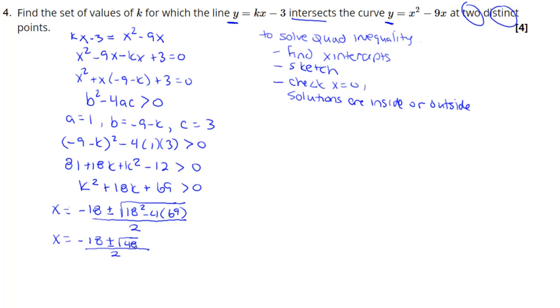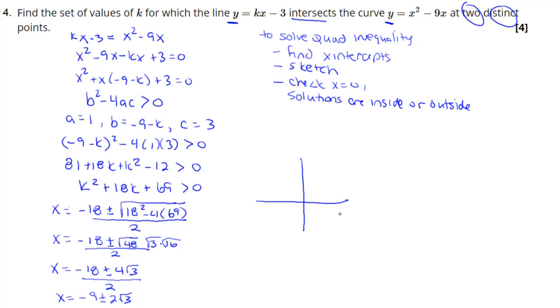And so now I can simplify this. 48 is the same thing as the square root of 16 times the square root of 3. So I can take the square root of the 16, and I'm going to get negative 18 plus or minus 4 square root of 3, and that's still all divided by 2. And so when I divide the negative 18 and the 4 by 2, I'm going to get negative 9 plus or minus 2 square root of 3.